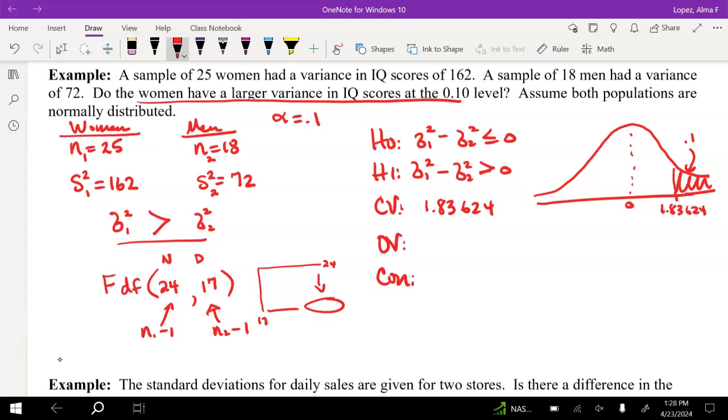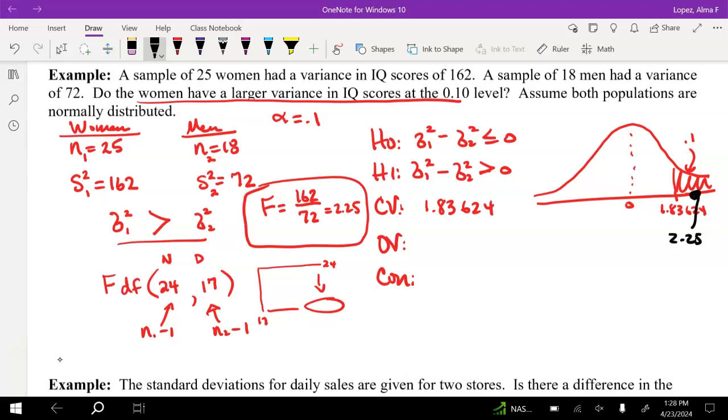Now let's find the obtained value. This one is really nice because it has probably the shortest formula. F, let me put a big box around it. F will be equal to S sub 1 squared over S sub 2 squared, which is 2.25 when you put that in the calculator. 2.25 falls over here somewhere. So we're going to reject the hypothesis.